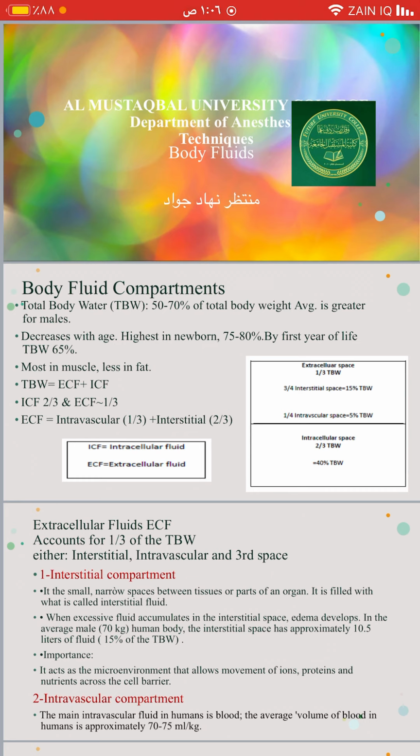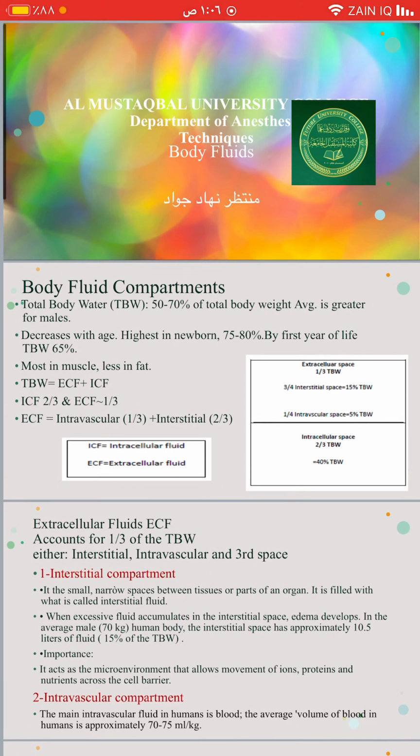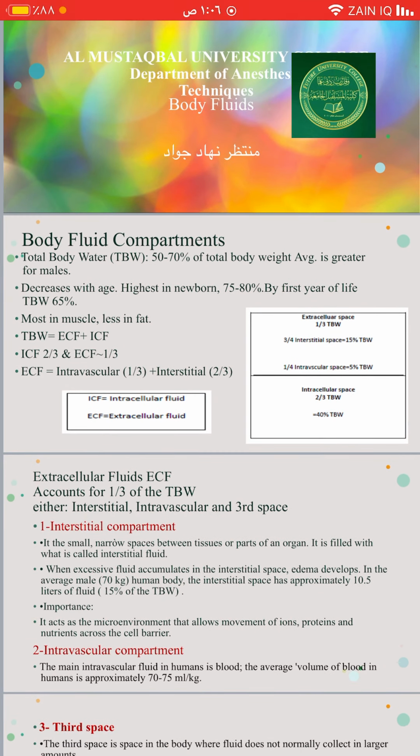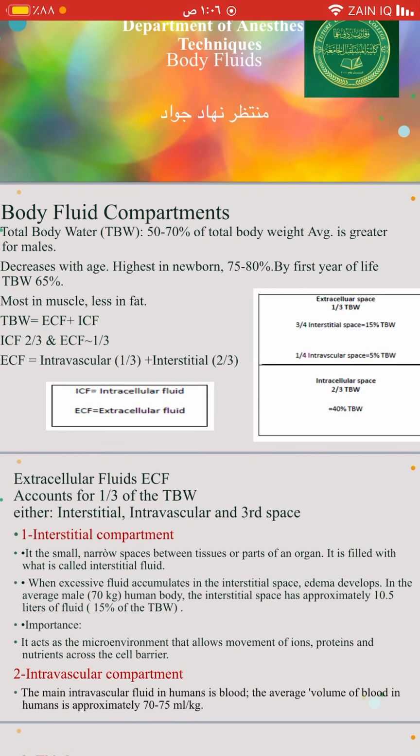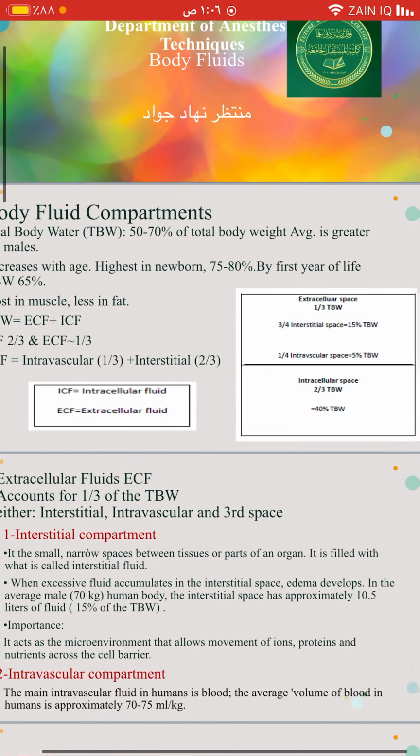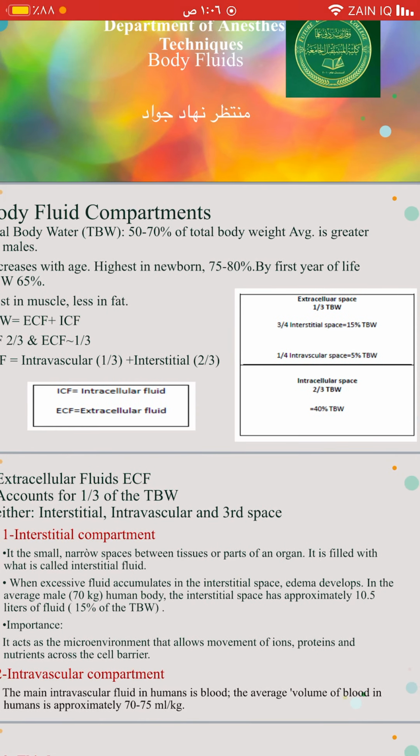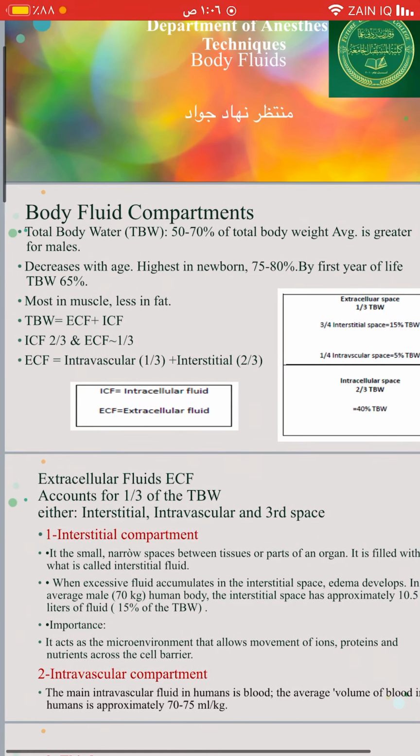اليوم الموضوع اللي راح أشرح عليه هو البودي فلويد. نجي أول شيء إنه البودي فلويد كومبارتمنت، توتال بودي ووتر اللي هو المختصر TBW، من 50 إلى 75% of total body weight, average in general for males. Decreases with age, highest in a newborn, from 75 to 80% by the first year of life.